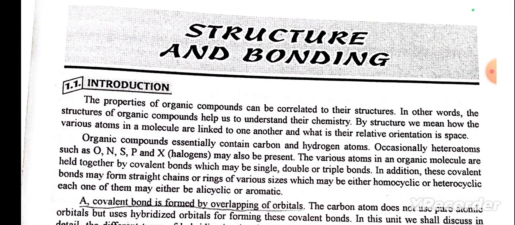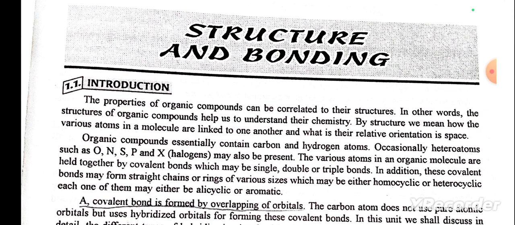Introduction. The properties of an organic compound can be related to its structure. In other words, the structure of an organic compound helps us to understand its chemistry. By the structure, we can see how the various types of atoms in a molecule are linked together and what their relative orientation is in space.